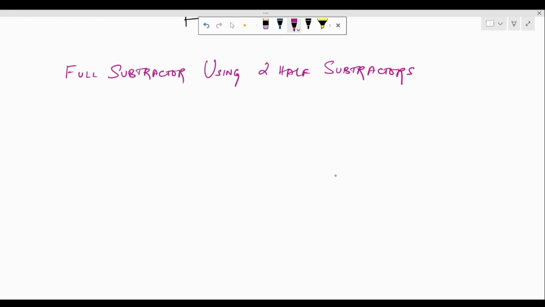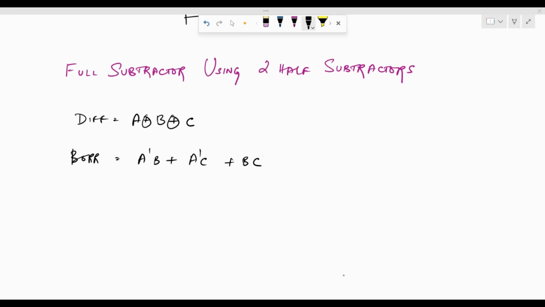We know the expression for our difference is going to be A XOR B XOR C, and the expression for borrow was A dash B plus A dash C plus BC. Now we're not going to modify anything with the difference, only the borrow part we're going to modify. So what we're going to do is, so we have A dash B over here.